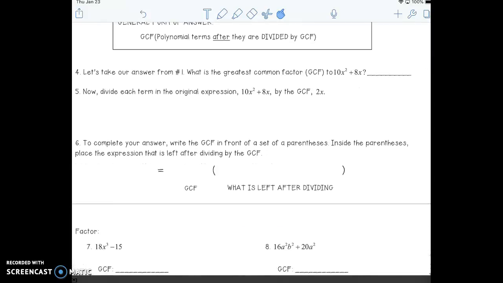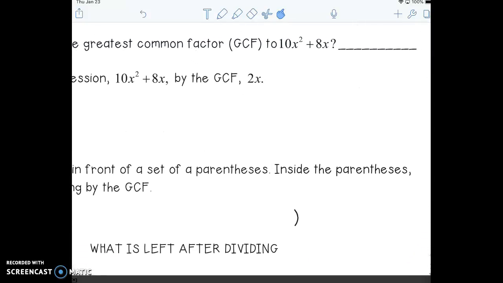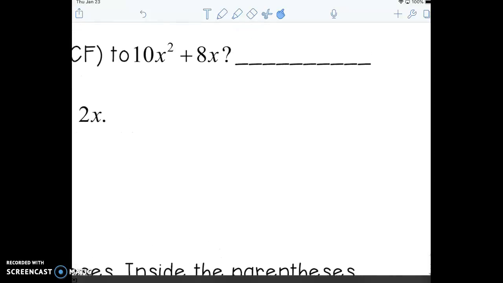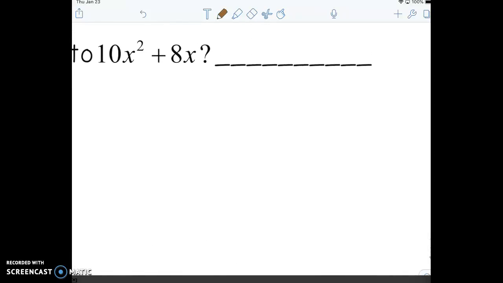So let's take our answer from number 1, which was 10x squared plus 8x. And we're looking for a GCF. So I'm wondering, what do 10 and 8 have in common? They're both even, they divide by 2. 8x and 10x squared have the x in common. So when I do 10 divided by 2x, I get 5 left over and 1x left over.